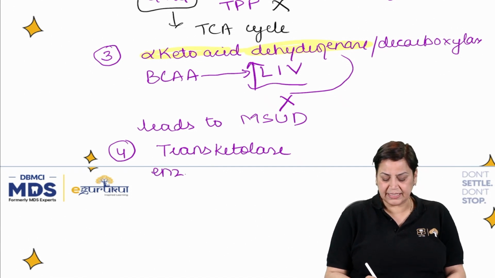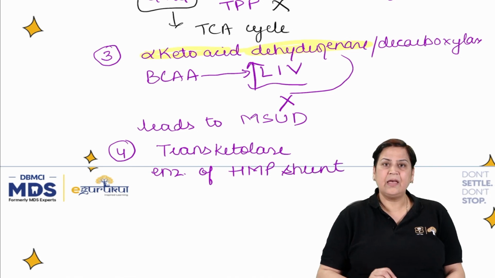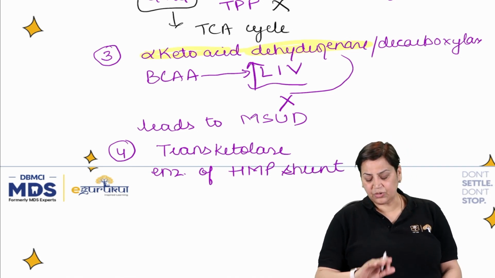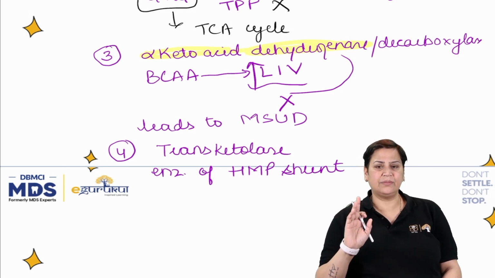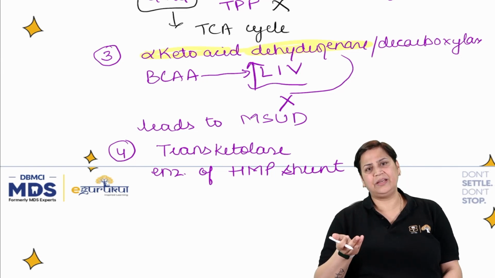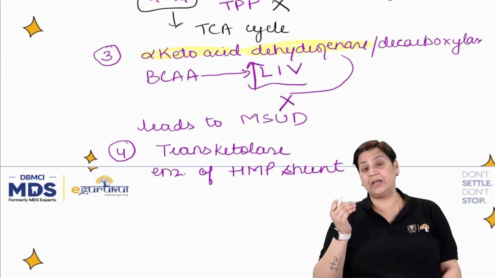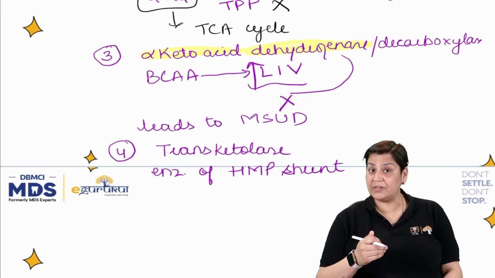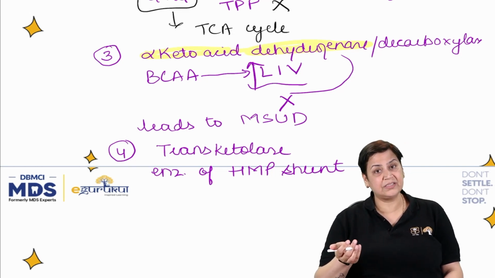Transketolase, which is an enzyme of the HMP shunt. I'm telling you, if you have thoroughly understood the metabolism, it will be very easy for you to understand the vitamins and the functions of the vitamins. And if you can understand the function of the vitamins, you can easily correlate with the deficiency manifestations, right?